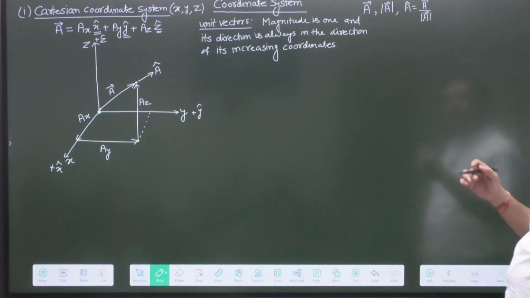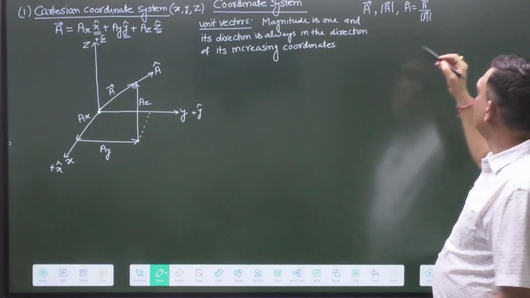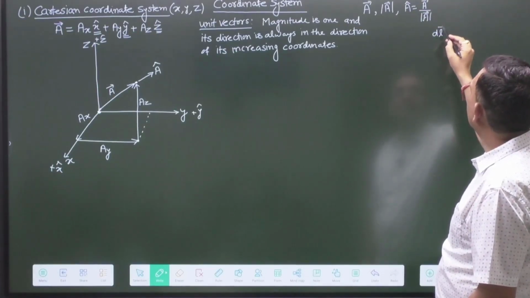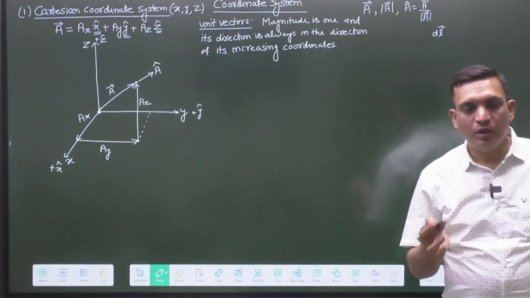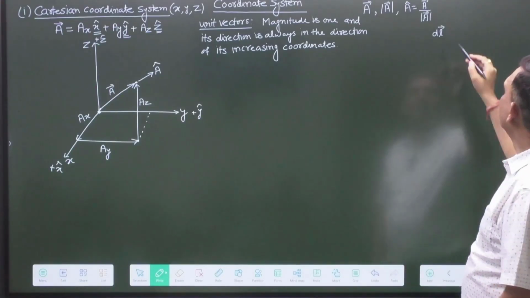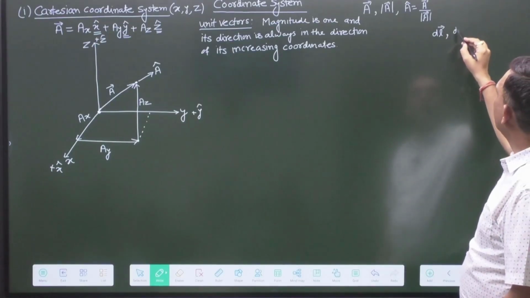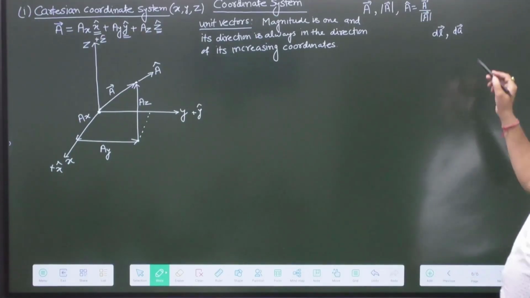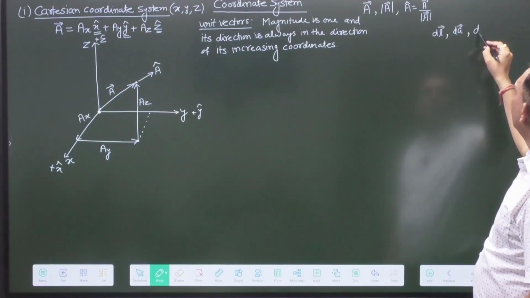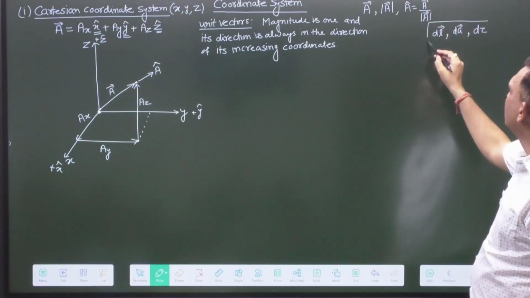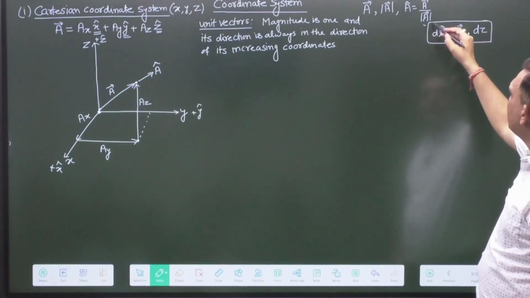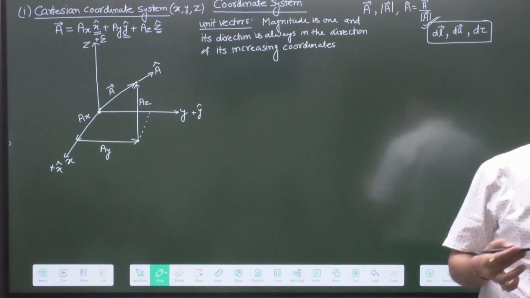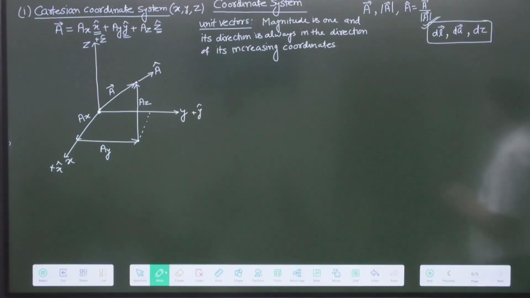So as I have discussed, when you have to find a line integral, you have to find, let's say, E dot dl. So you must know what the dl vector is. If you want to calculate a surface integral, then you must know what the dA vector is. This is known as the area element. And if you want to find a volume integral, you must know d tau. So in these three coordinate systems, we will also see how to write dl, dA and d tau, so that you can calculate line integral, surface integral and volume integral.